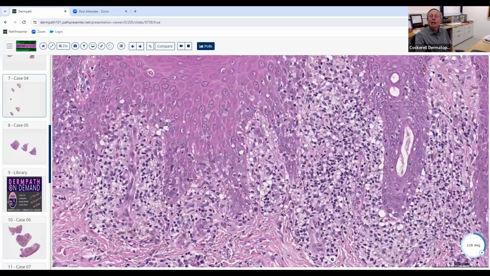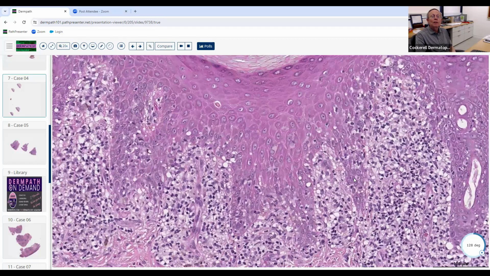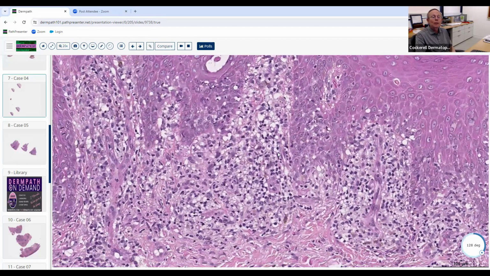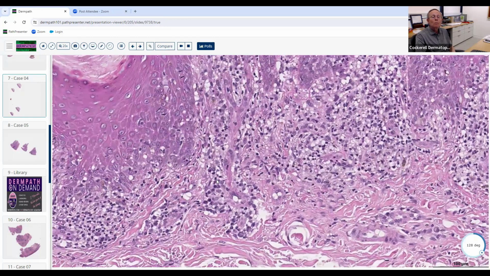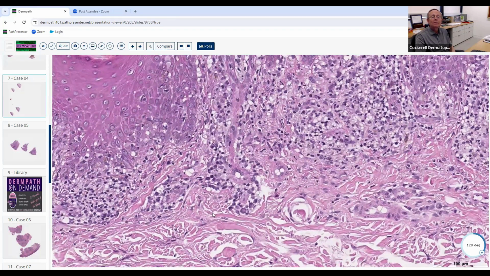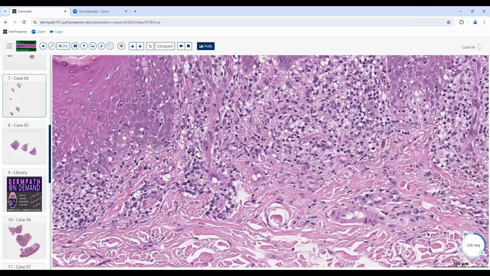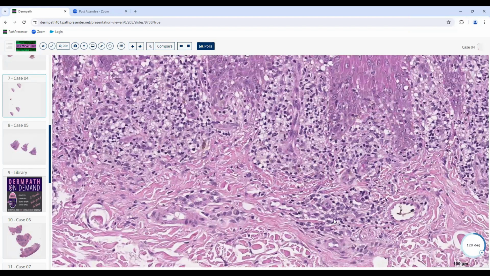Let's go to the highest magnification here. Did you notice anything here now that allowed you to make a more definitive diagnosis? I'm giving you a little help here. What are these cells here? That's as high as she'll go. Are these plasma cells? Plasma cell, very good.